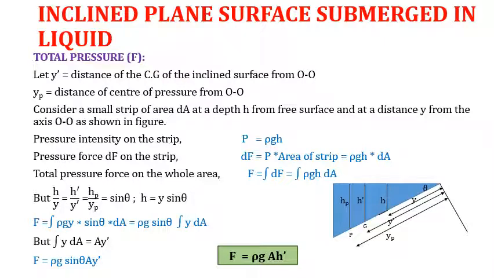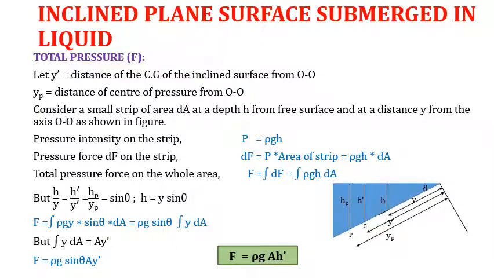So let's determine the total pressure force F. As we know, the pressure intensity on the strip is given by rho gh. So the pressure force on the strip is dF, which is pressure into area, so rho gh into dA, the area of the strip. In order to find the pressure force on the total area, we have to integrate it. So integral dF is integral rho gh dA. We can take rho g outside and we'll have integral h dA.